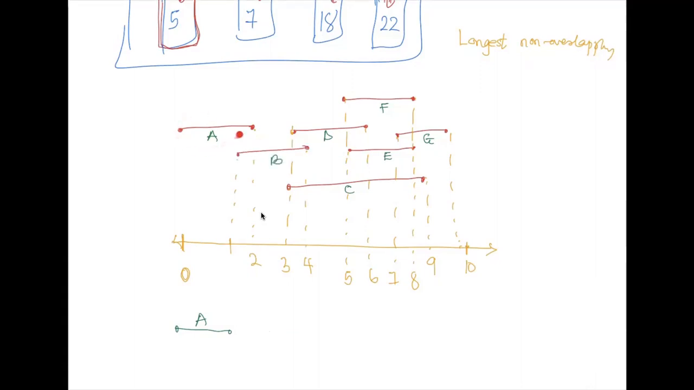We choose A. Then we remove all the ones that conflict with A. Then we choose the next interval. We've already sorted them, right? So this guy and this guy will start at the same positions. But if there's such a conflict, choose the one that ends first. So here you've chosen A and D. Then remove all intervals that conflict with D. So C will be removed, F will be removed, E will be removed, right? Then the last thing you do, G is the only one left, then you choose it.